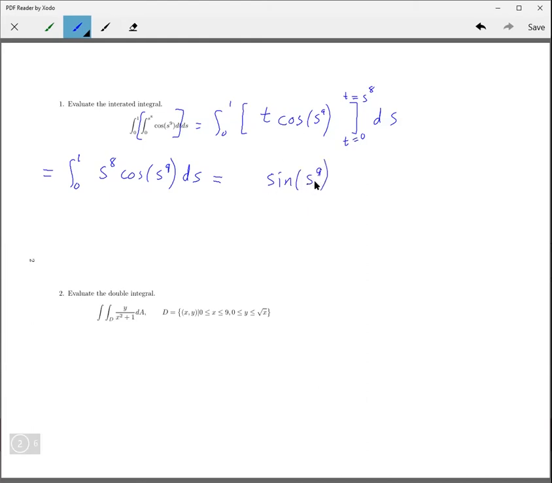Okay, if we take the derivative of this, 9s to the 8. Yeah, we'll have a 9. Cancels out the other s to the 8th. So we just need a 1/9 to counter, right? Okay, now you plug in a 1. Sine of 1, that's awkward. Subtract and plug in a 0, and that's 0, right? So 1/9 sine of 1. Oh, that's weird. Really, is that really the answer?